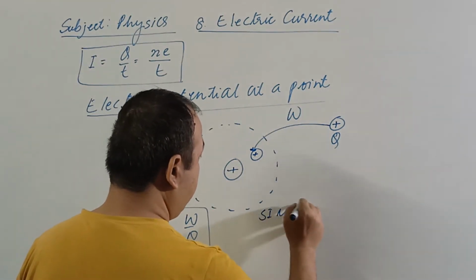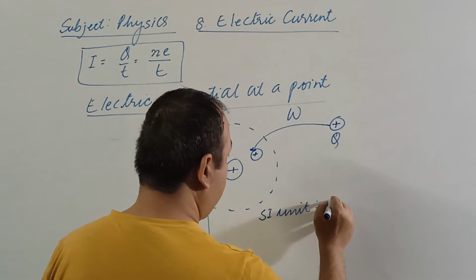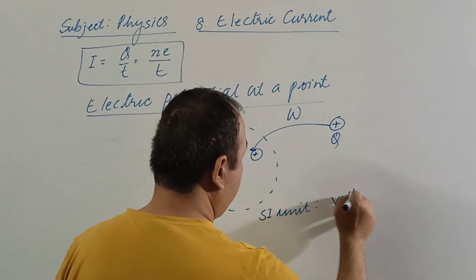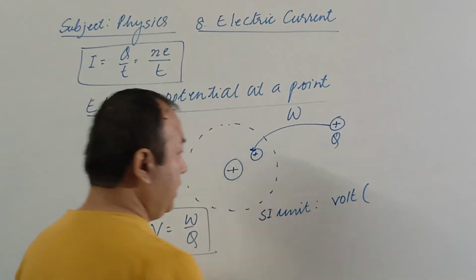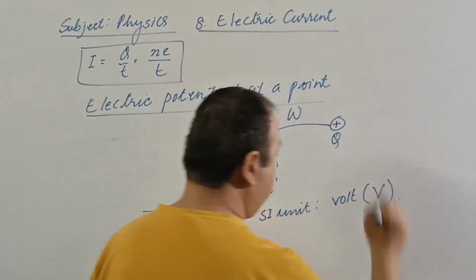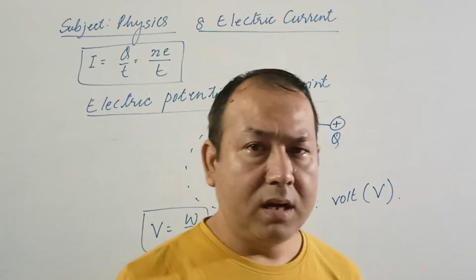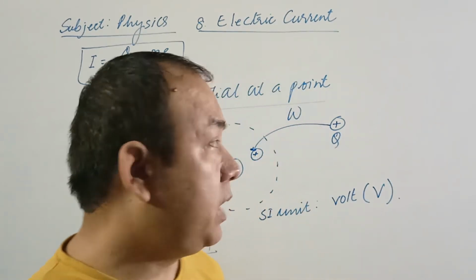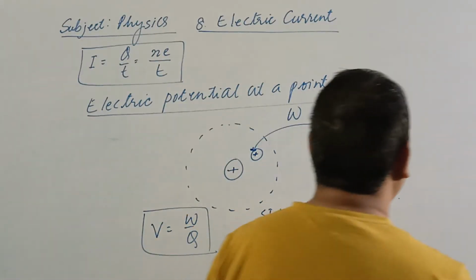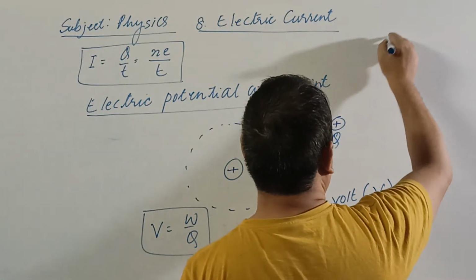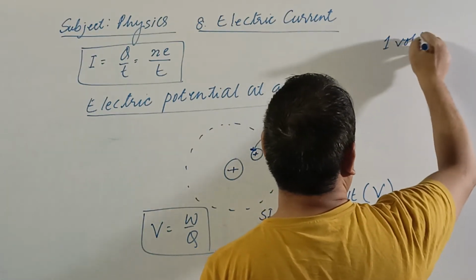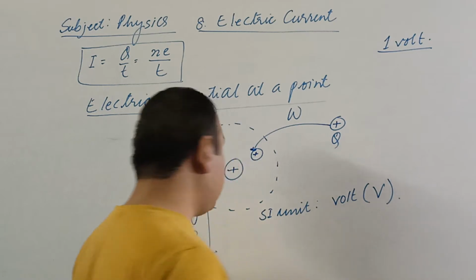The SI unit of electric potential is how much? Volt, V-O-L-T, volt. And this volt is denoted by capital V. So from here you can be asked to define 1 volt. That time, how to define this volt? 1 volt can be defined from this expression.